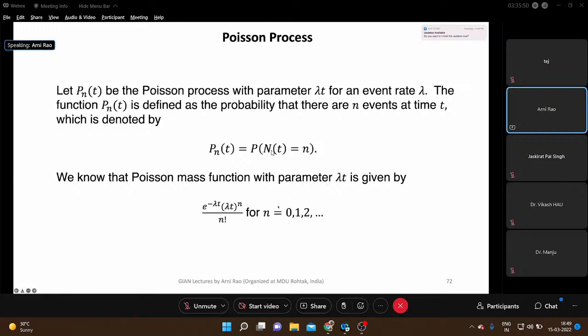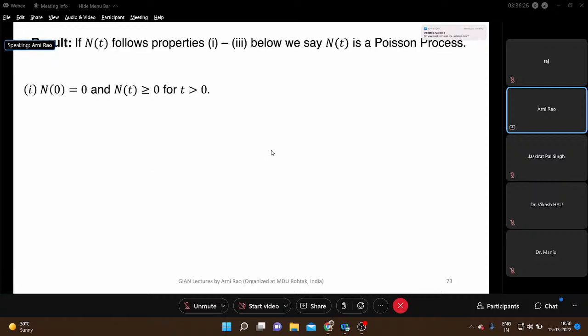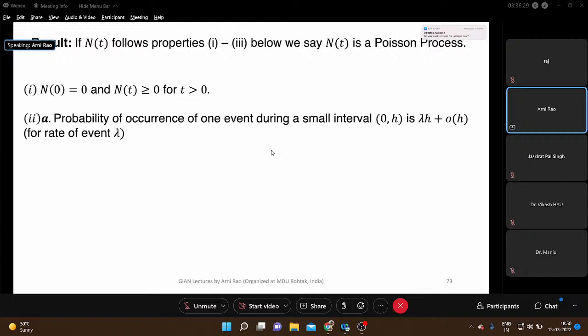We all know, recollecting from your undergrad or master's days, e to the power minus lambda t, times lambda t to the power n, divided by n factorial. This is the Poisson mass function with parameter lambda t. We'll show that the counting process is a Poisson process, and then we will use the generating function which we defined yesterday. I mentioned yesterday that generating functions are important. We'll see that generating functions are used here. So feel free to stop me anywhere it is not clear. We already discussed N0 equal to 0 and Nt greater than or equal to 0 for t greater than 0.